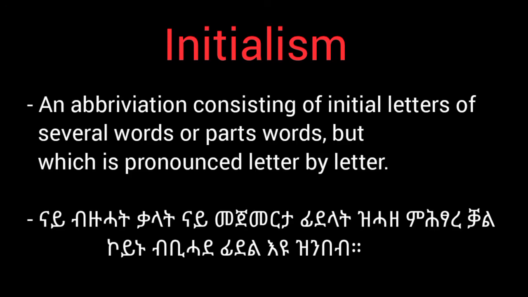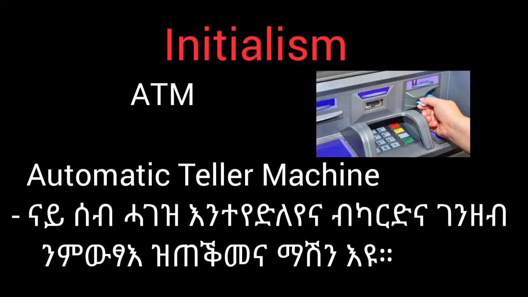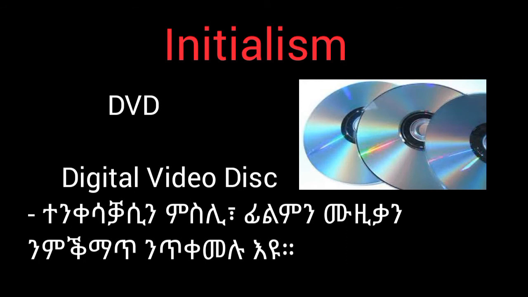Number 1. Initialism. An abbreviation consisting of initial letters of several words or parts of words, but which is pronounced letter by letter. Example: BBC. BBC is an initialism for British Broadcasting Corporation. ATM. An ATM is an initialism for automatic teller machine. DVD is an initialism for digital video disc.